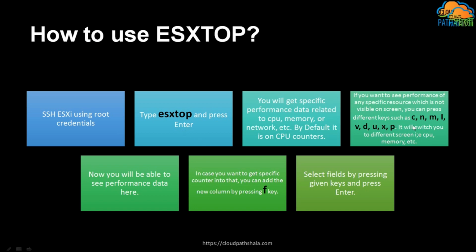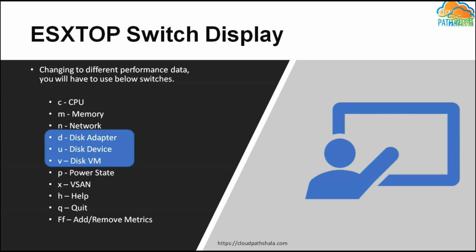The switches that you can use are C for CPU, N for network, M for memory, I for interrupts, V for virtual disk, D for disk, U for LUNs, P for power, and X for vSAN. Those are the switches that you can use to see the performance data. Doing the analysis of this performance data is an art. You certainly want to go ahead and see all those outputs when you execute these commands.